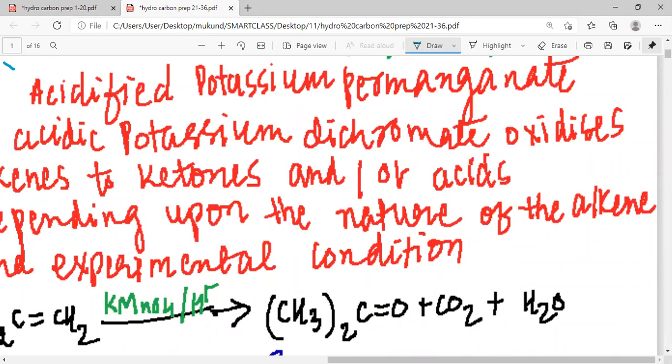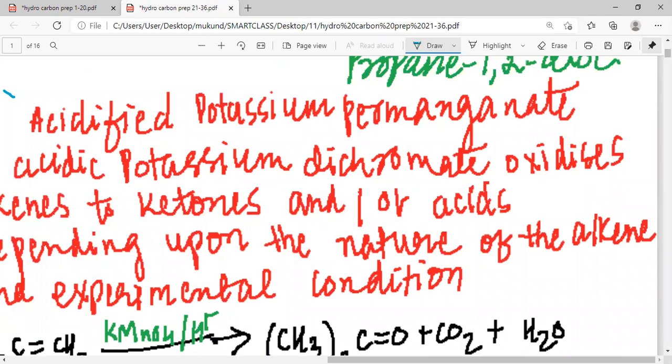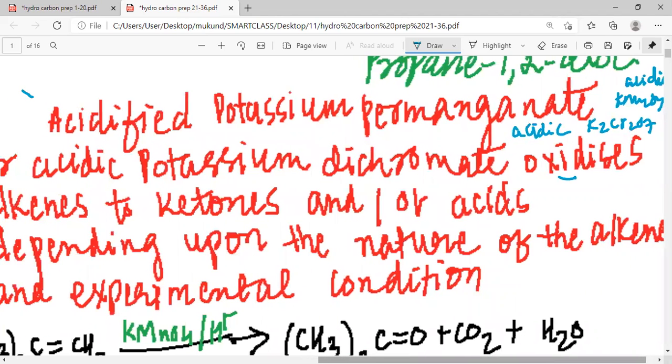Acidified potassium permanganate or acidic potassium dichromate. Please remember, my dear students, I am talking about acidified potassium permanganate, that is your acidic KMnO4, and acidic potassium dichromate, it is your acidic K2Cr2O7. So these are very good oxidizing agents. They are either the acidic potassium permanganate or acidic potassium dichromate. They are very good oxidizing agents and they oxidize the alkenes.